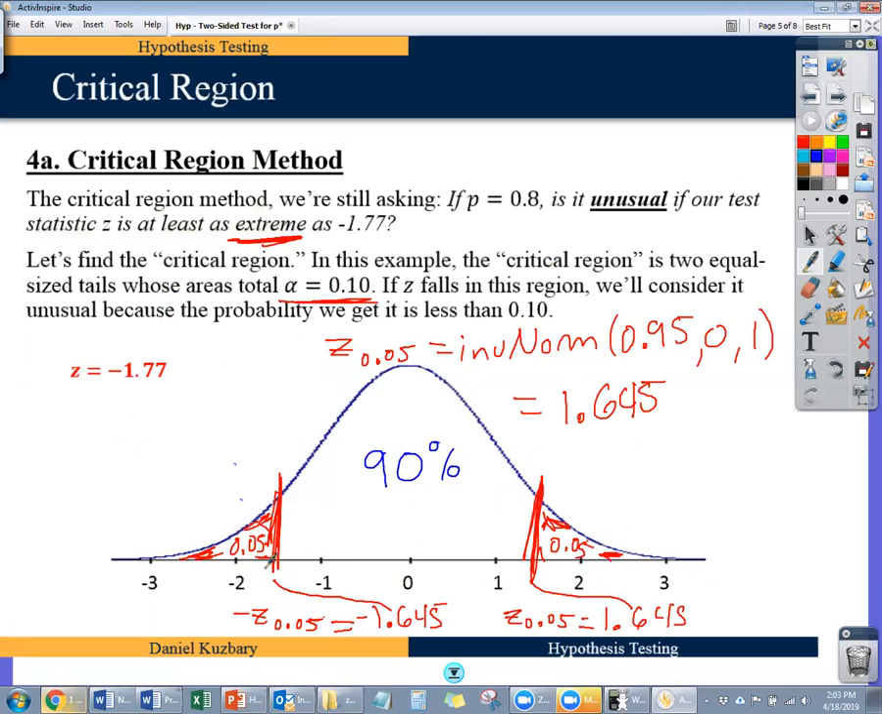So Z is equal to negative 1.77. So if this is negative 1.65, Z would be like right here. Negative 1.77. So that's our Z, which is in the critical region. Okay, so you can see there's the red region, Z just falls right in there. So Z's in the critical region, it's in this lower 5%. It's in this unusual 10% extreme area.